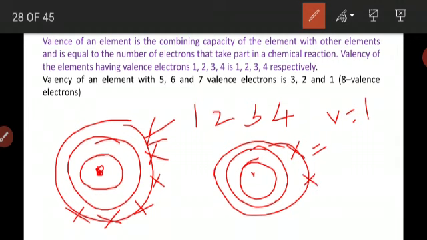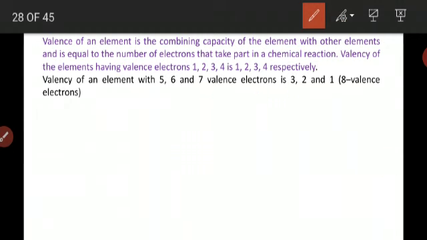Suppose there are 2 electrons, the valency is 2. If 3 electrons are present in the outermost shell, the valency is equal to 3. If 4 electrons are present, the valency is 4. Up to 4 only this formula is applicable. Suppose it is 4, 5, 6, 7, like that. How can we find out?